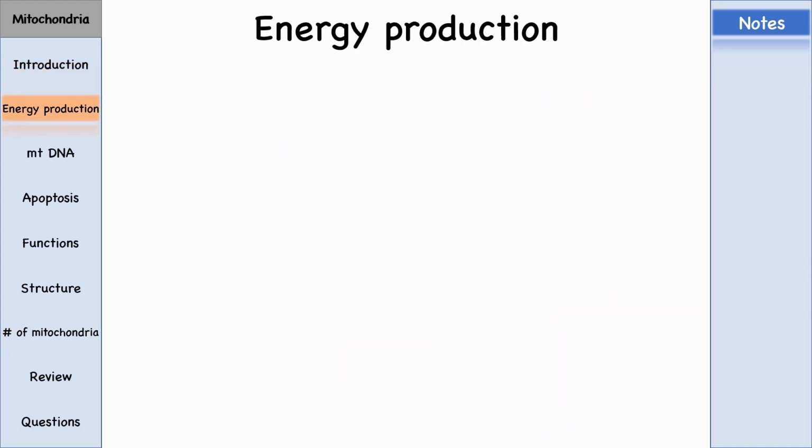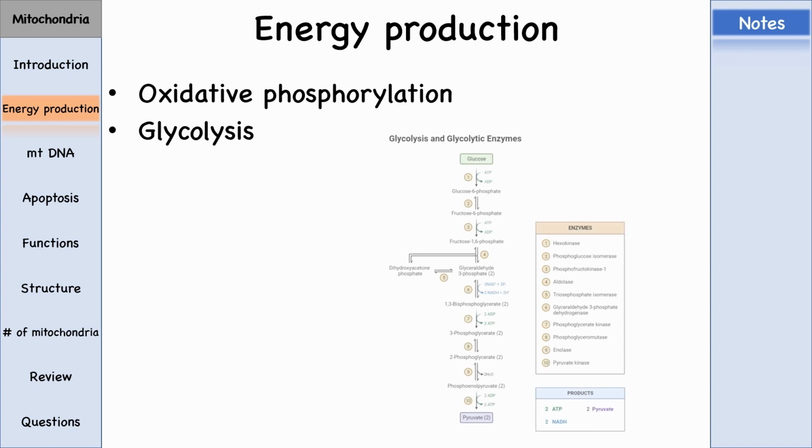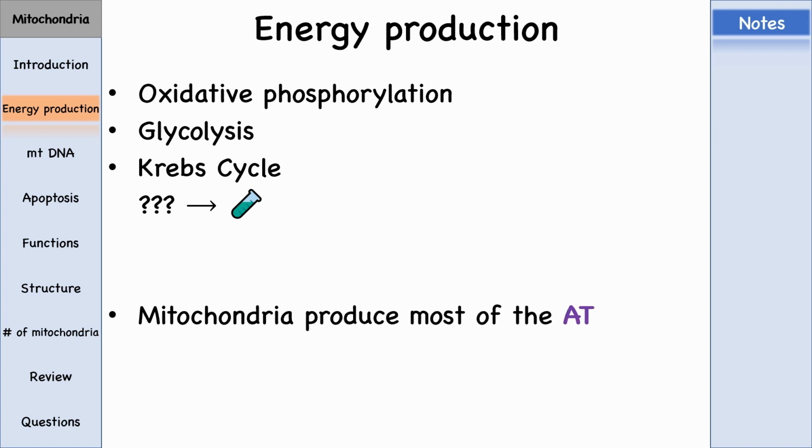Mitochondria produce energy through different processes: oxidative phosphorylation, glycolysis, and Krebs cycle. And we will learn about these processes in detail in biochemistry lessons. And we will also learn that mitochondria produce most but not all of the ATP, because there are some other sources of ATP.